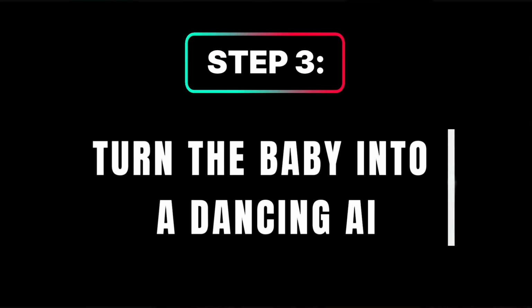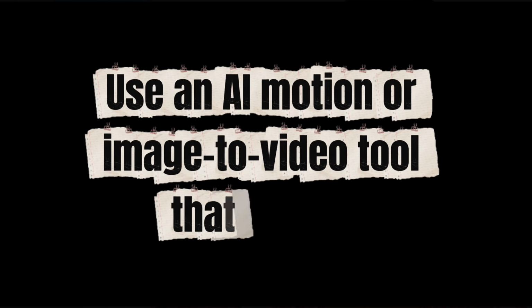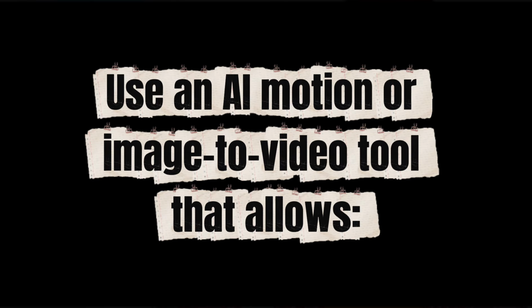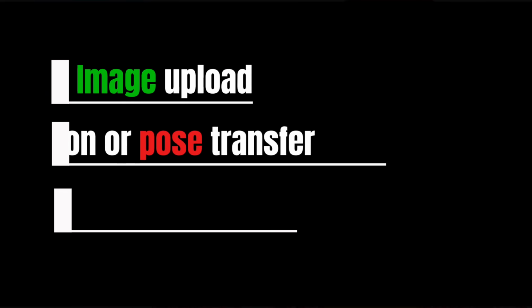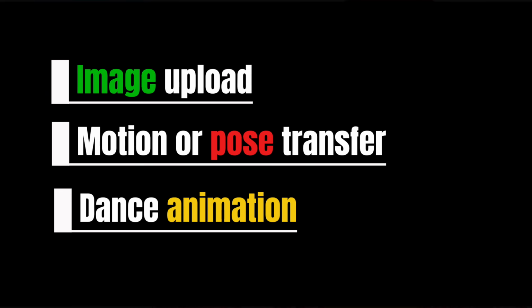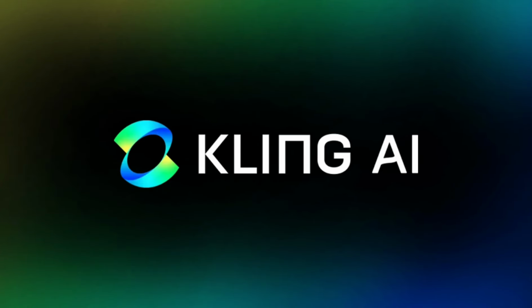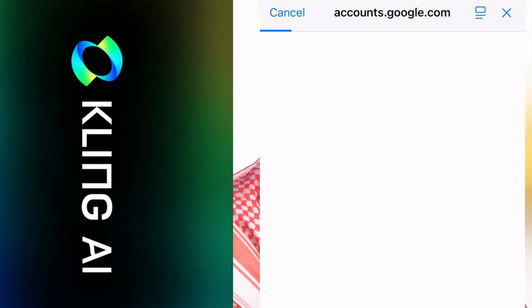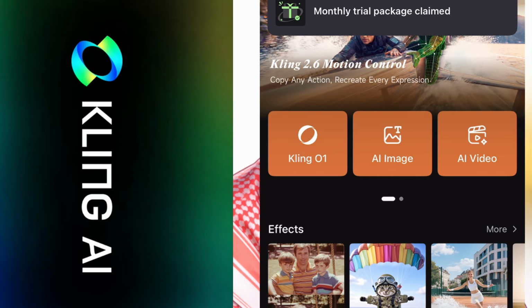Step 3, turn the baby into a dancing AI. If you pay attention, it is not difficult. But this is where the magic comes in. Use an AI motion or image to video tool that allows image upload, motion or pose transfer, dance animation. Do you get that? So for the purpose of this tutorial, the AI tool we are going to be using is called Kling AI. If you can hear me clearly, type Kling AI in the comment section. So you download Kling AI on your Google Play Store or your App Store. Sign up for free, and this is the interface.